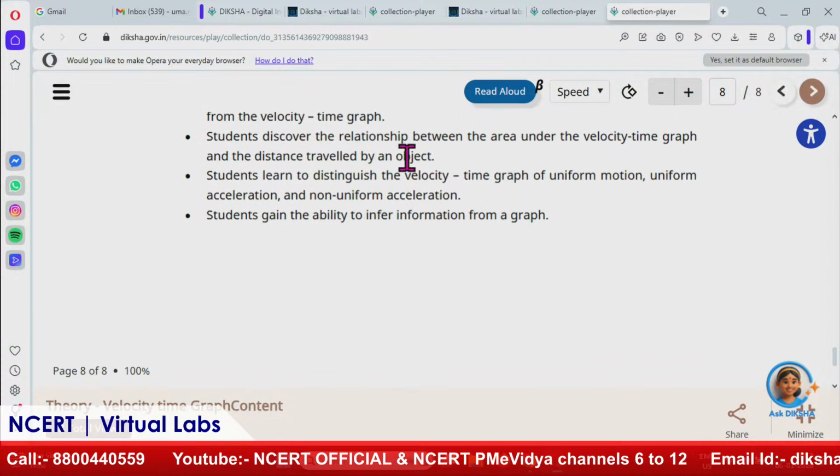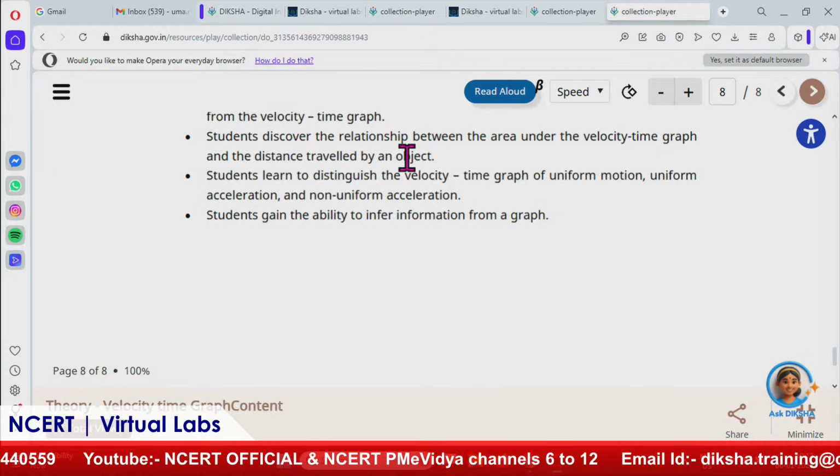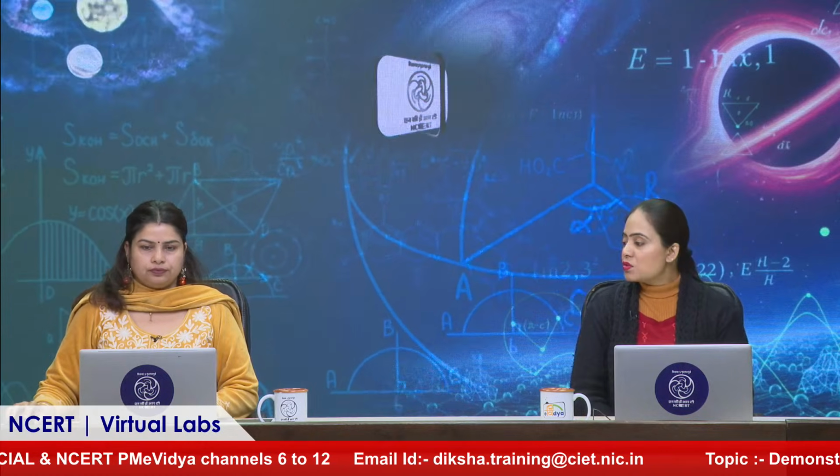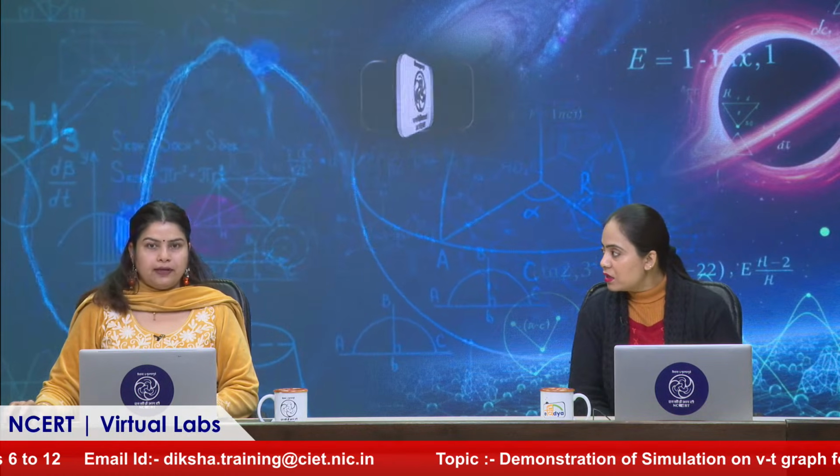Sure, ma'am. Now that we've understood the theory, I just want to ask one simple question. Is it in alignment with the NCERT textbooks? Yes. Okay. So, ma'am, now that we've understood the theory portion, how can we perform the simulations, and do we get any help before performing the simulations apart from theory? Yes, ma'am. Okay.